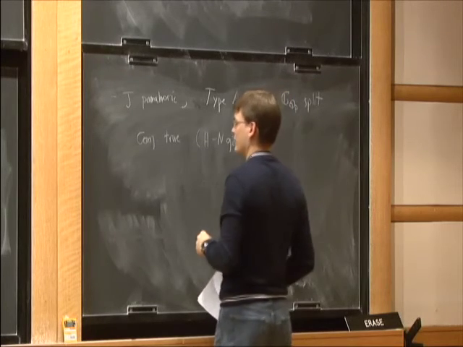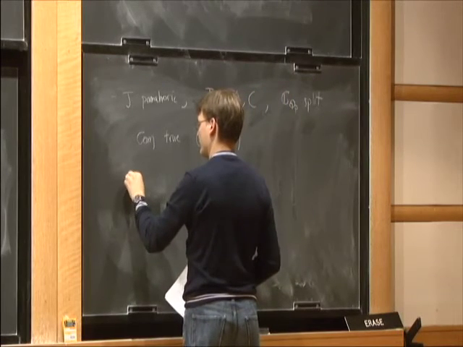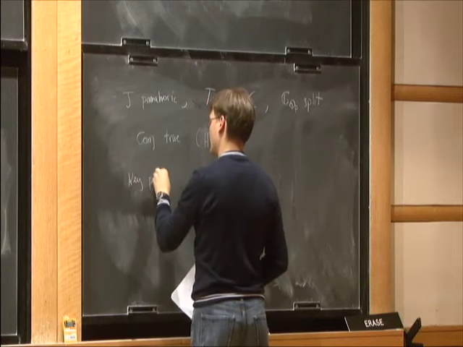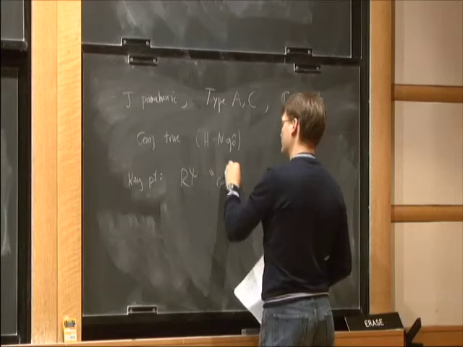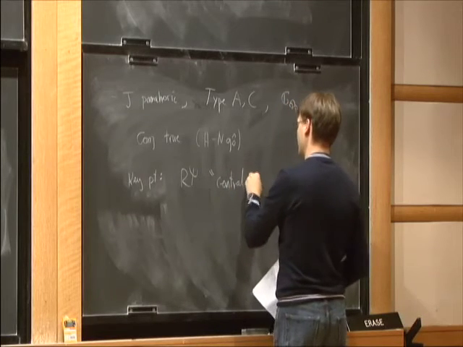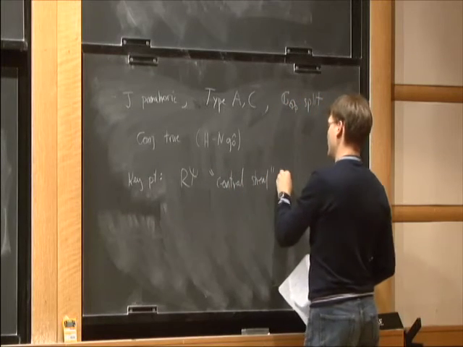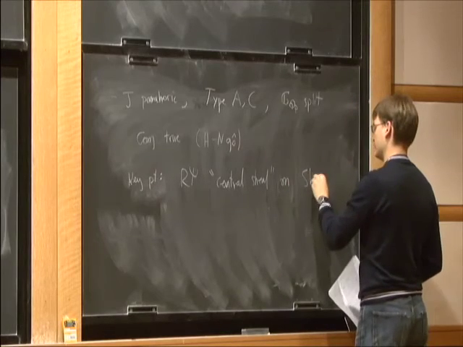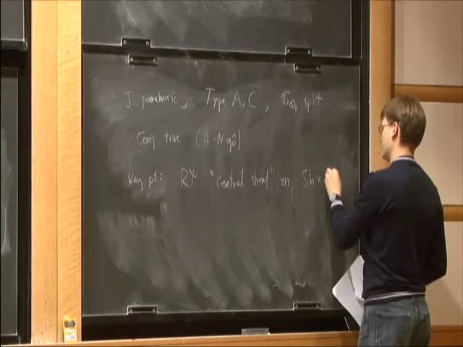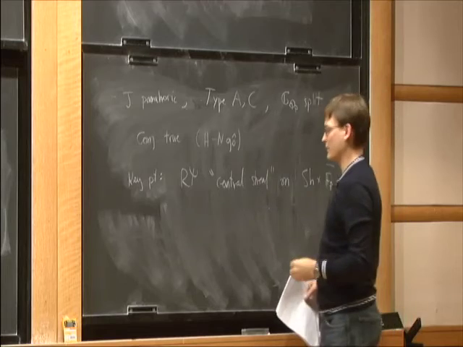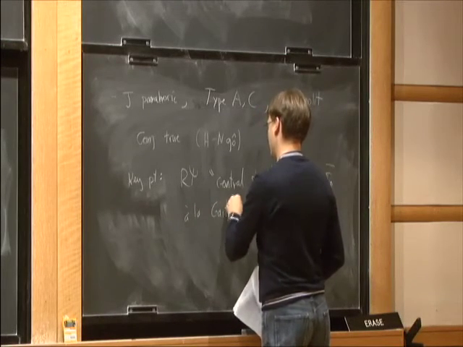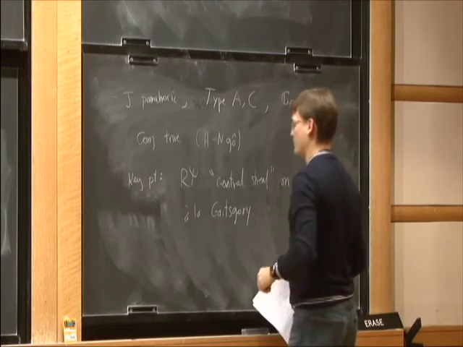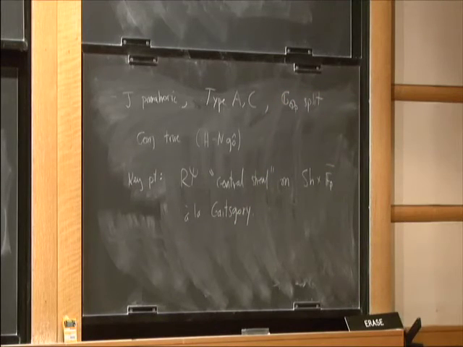And I should say that here the key point is that the nearby cycles are in some sense a central sheaf on the special fiber. Well, I won't say exactly what that means, but it's a la Gaitsgory. So it's very much in the spirit of his construction of the center of the affine Hecke algebra using nearby cycles.